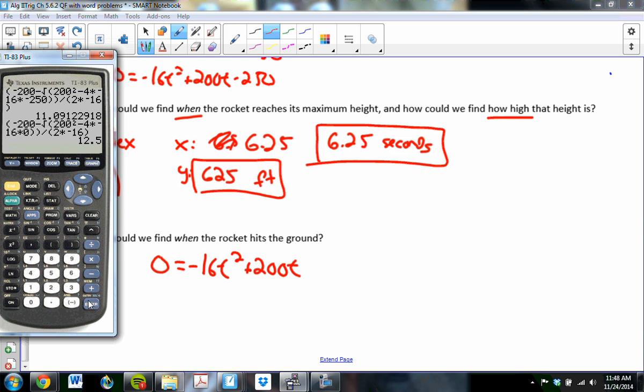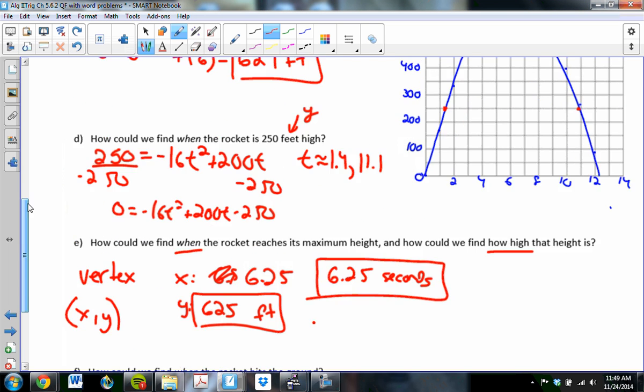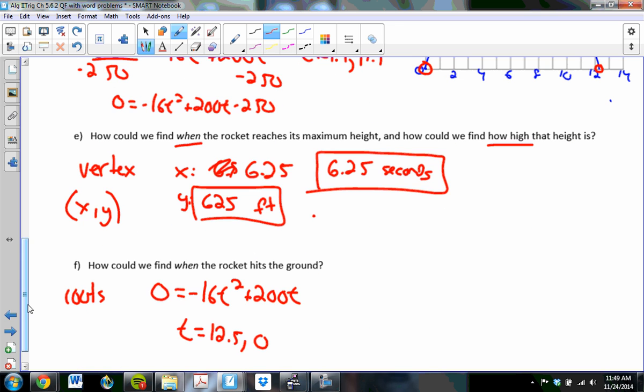I get 12.5 as one of my solutions. And I get, change this minus to a plus, 0, obviously. Of course it hit the ground at 0 seconds, because the rocket started on the ground, right? Started here, and then here this should have been at 12.5, so my graph's a little bit off, but that's how you figure that out. Vertex, x-intercepts, y-intercepts, quadratic formula, it's all the same sort of stuff. Thank you.